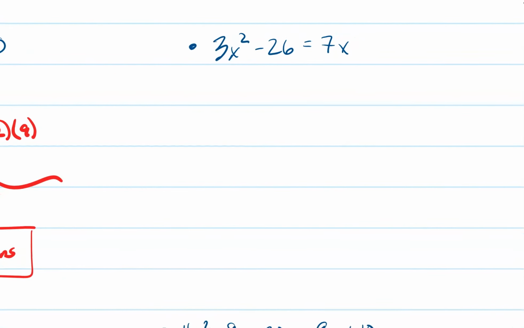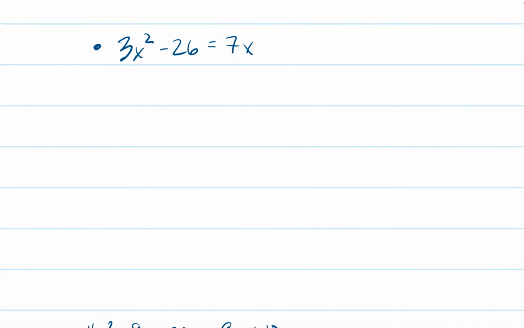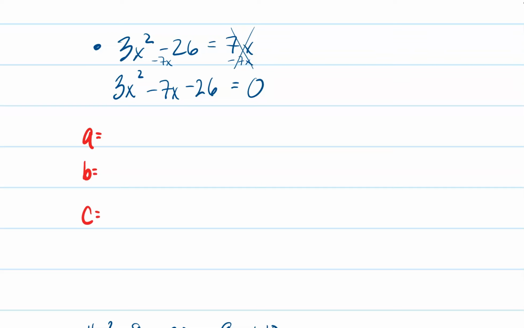In this example over here, we will approach it much the same way, except let's note that we don't have an equation equal to 0. So the first thing that we must do is make this equation equal to 0. I'm going to do so by subtracting 7x from both sides of the equation. Sorry, it's getting a little bit tight there, but 3x squared minus 7x minus 26 will then be equal to 0 because they canceled out over here. And now I can identify my A, B, and C values. So A is 3, B is negative 7, and C is negative 26.